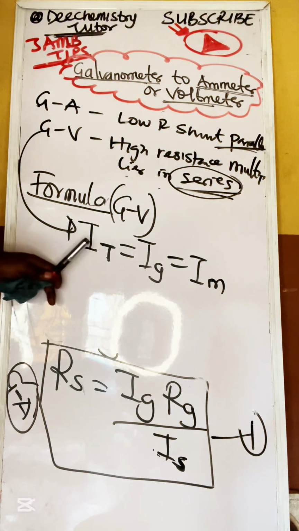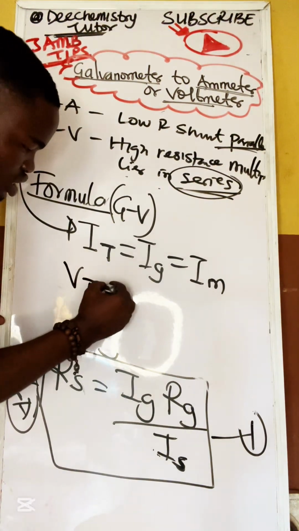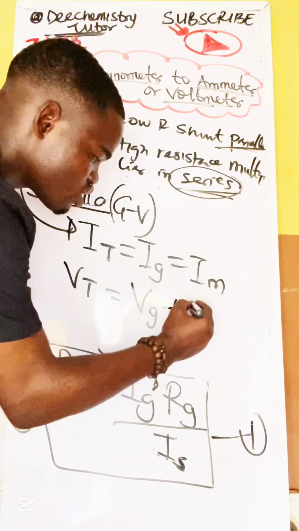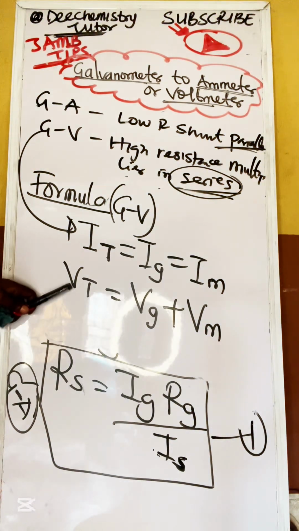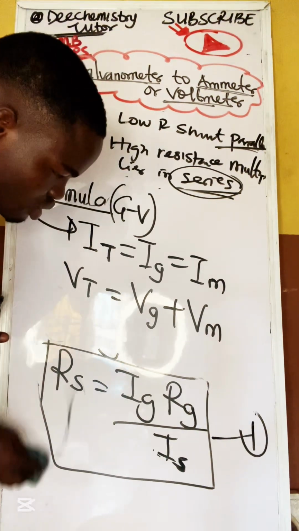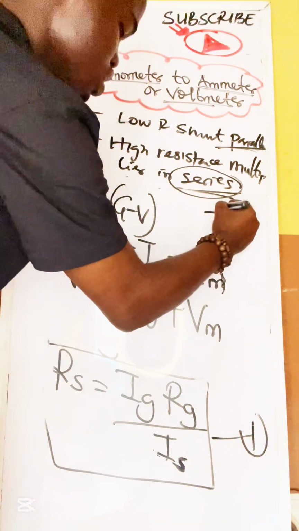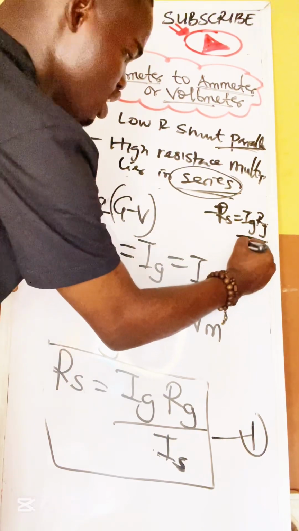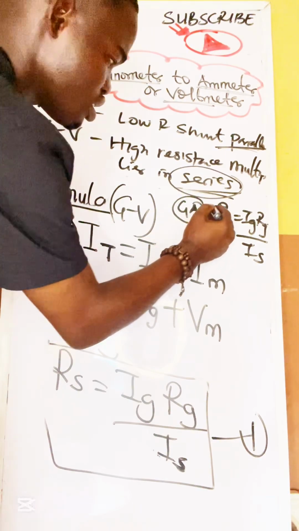Now, if the current is the same, their voltage will differ. So V total is equal to the summation of the V across the galvanometer plus the V across the multiplier, because the voltage will be different since they are in series. So from here, let me just write it here. RS equals IG RG over IS. That's G to A, the first equation.